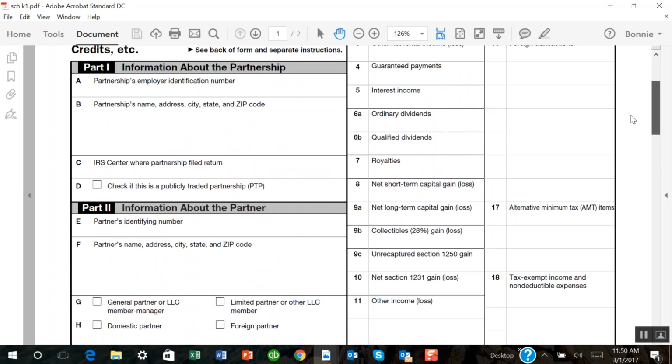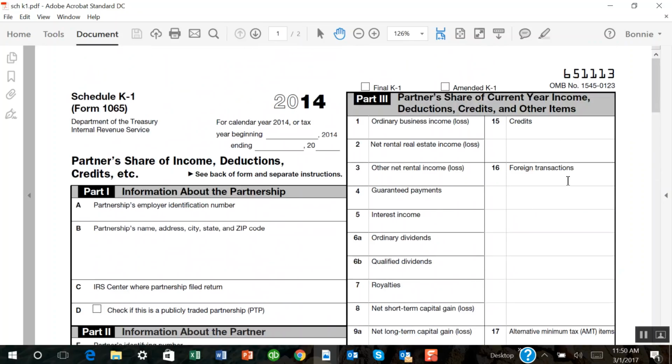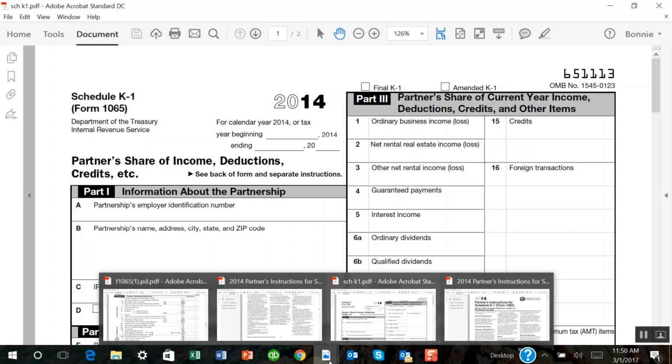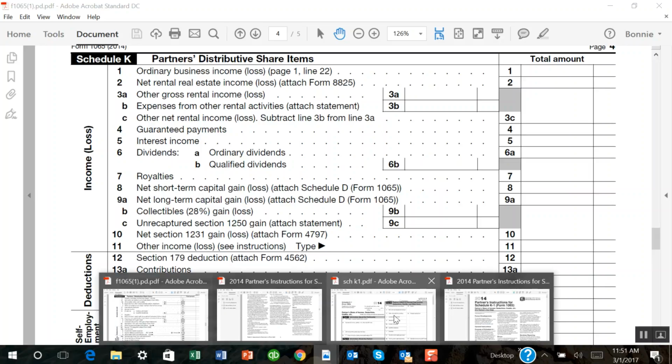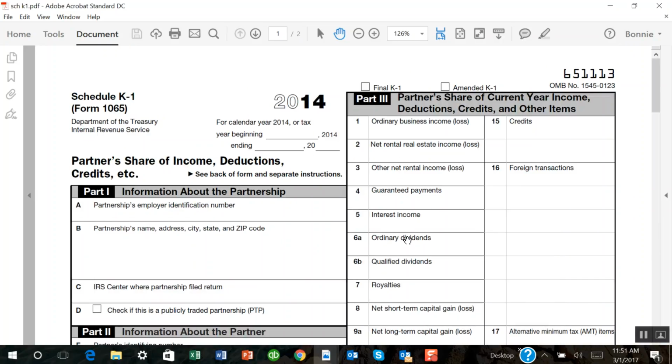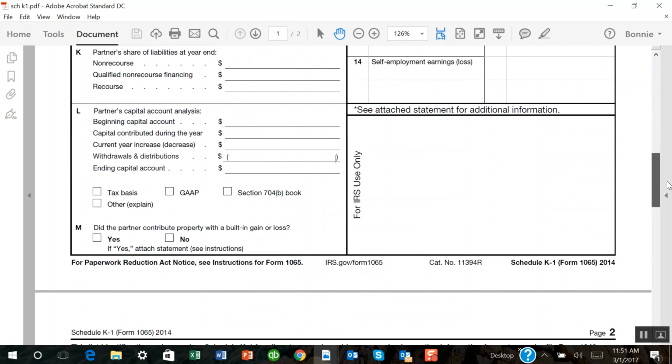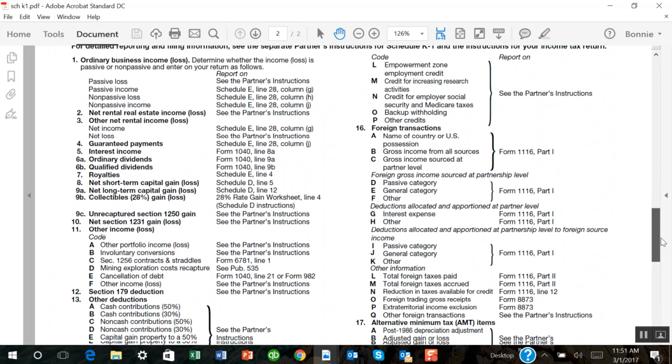And then over here in Part 3 is where you enter all of his share of all the items coming from Schedule K in the actual partnership return. And you can see that all the numbered items here are laid out in the exact same way. They're in the same order as on the Schedule K-1, making it pretty easy just to multiply all of the items on Schedule K by 33 1/3% to get Mark's share. Okay? So that's how you fill out the Schedule K-1.